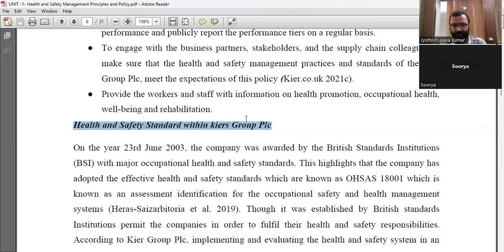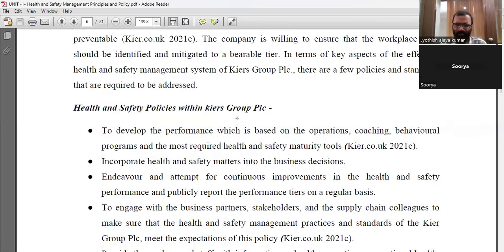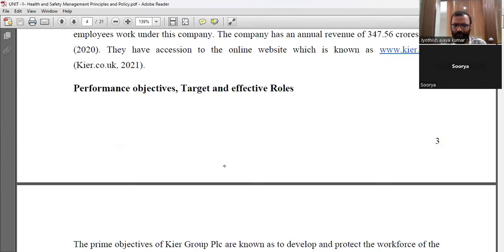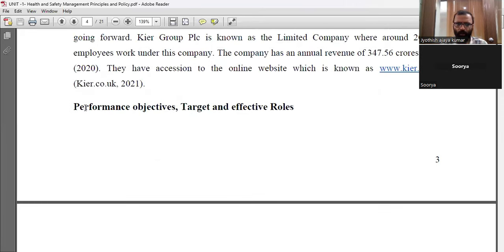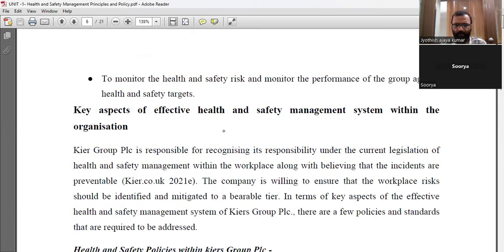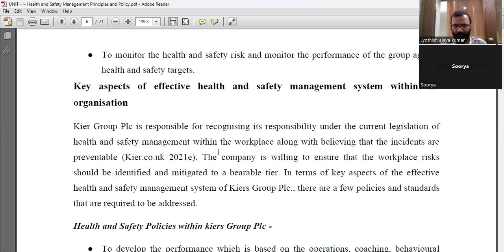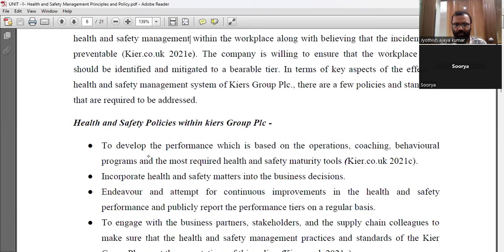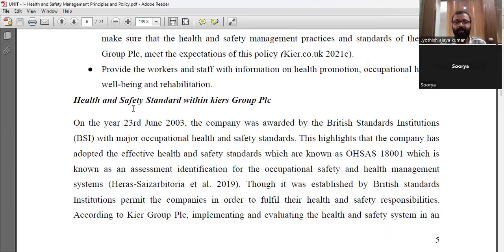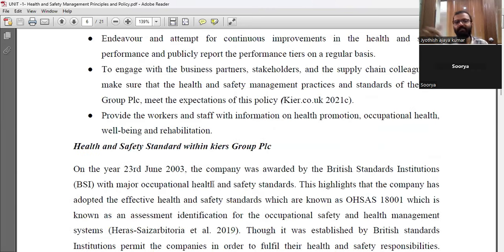Health and safety standards. For any organization that you take, you will first write about the background of that organization. Then you will try to understand the performance target and effective roles. One by one, this is the financial performance, which need not be written, but here it is still written. First we will talk about the health and safety management system within an organization. Then what is the policy of that organization? We will write the policy, and then we will write about the health and safety standards. There is a policy, and what is the standard within this group?